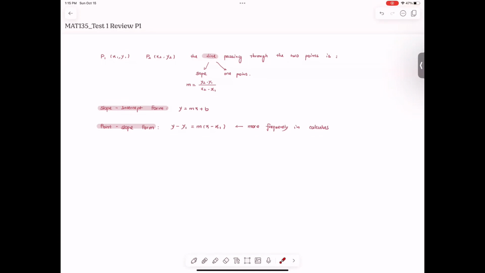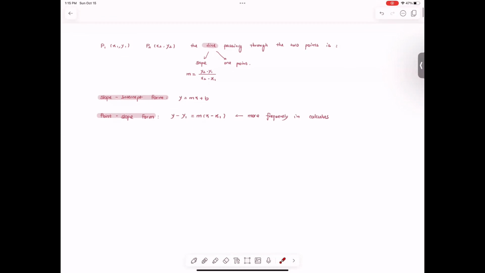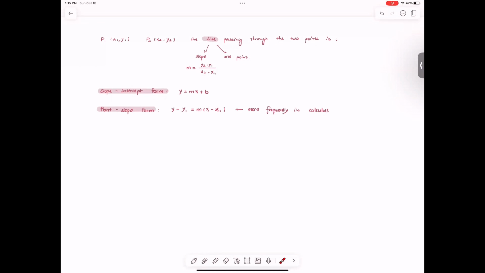All right, other than this, another thing I want to mention is parallel lines. If you have a line that's parallel to a line, what do we know about it? Anyone remember? The slope is the same, that's correct. So if they say 2 lines are parallel, that means they have the same slope.